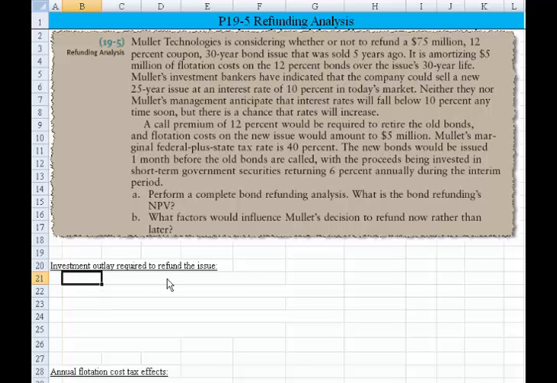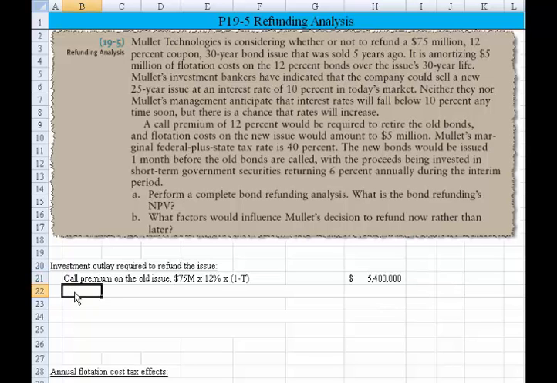Our first step would be to determine the call premium on the old issue. We would take the $75 million of the old issue times 12% times 1 minus the tax rate, and that will determine what the call premium on the old issue will be. Now I'll hit the F2 key so you can see how I did that. It's the $75 million times 12% times 1 minus the 40% combined federal and state tax rate.